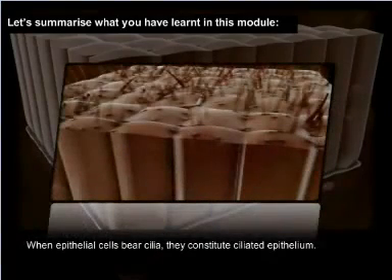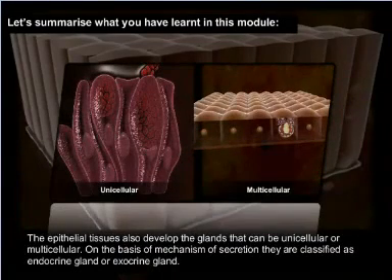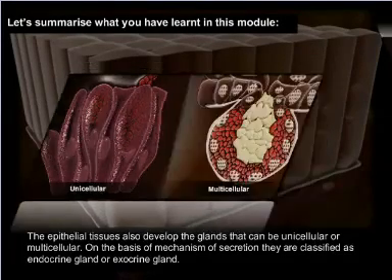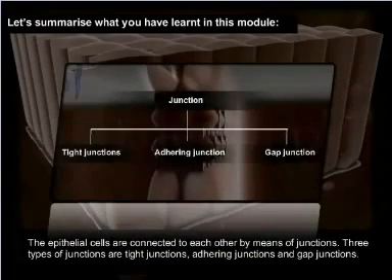When epithelial cells bear cilia, they constitute ciliated epithelium. The epithelial tissue also develops the glands that can be unicellular or multicellular. On the basis of mechanism of secretion, they are classified as endocrine glands or exocrine glands. The epithelial cells are connected to each other by means of junctions. Three types of junctions are tight junctions, adhering junctions, and gap junctions.